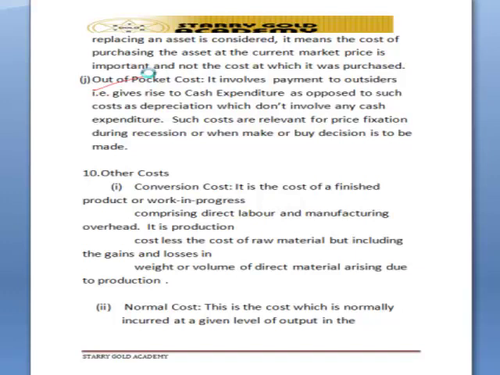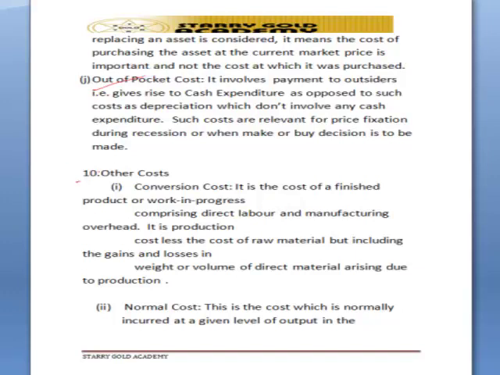Such costs are relevant for price fixation during a recession, or when a make or buy decision is to be made. They are very important. So we call them out of pocket costs. Depreciation does not constitute one because there is no cash outflow for depreciation.